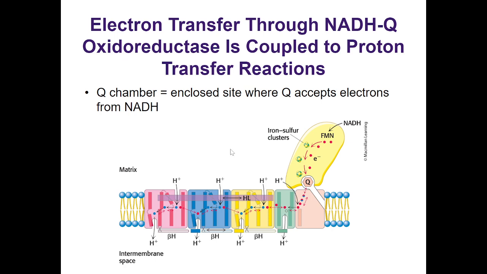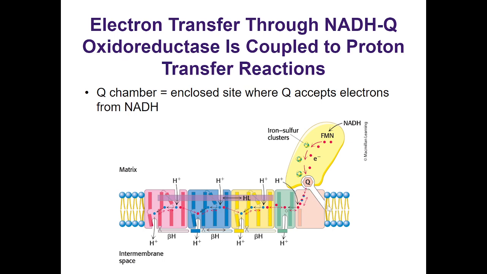Okay, so this is what this looks like. Last thing that we need to note is we have the Q chamber. That's this part right here, by the way. This is going to be an enclosed site where the Q accepts the electrons from your NADH. Okay, so again, notice how it's an L shape. Everybody sees the L? Fantastic. And so this part right here is going to be those beta H's right here. Okay. And this is going to be the part that's actually in the membrane space right here. Okay. This part right here has the Q channel.